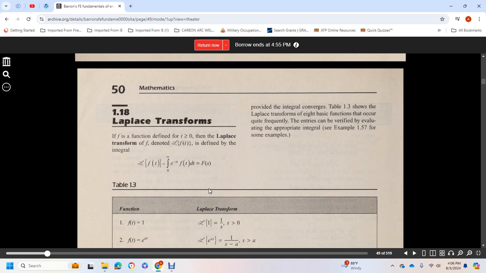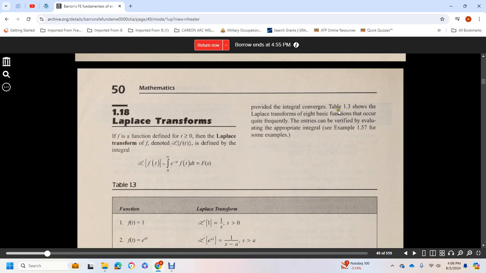Alright, 118, Laplace transform. If f is a function defined for t greater than or equal to 0, the Laplace transform of f, denoted L{f}, is defined by the integral: L{f(t)} = the integral from 0 to infinity of e to the negative st times f(t) dt, equal to F(s).